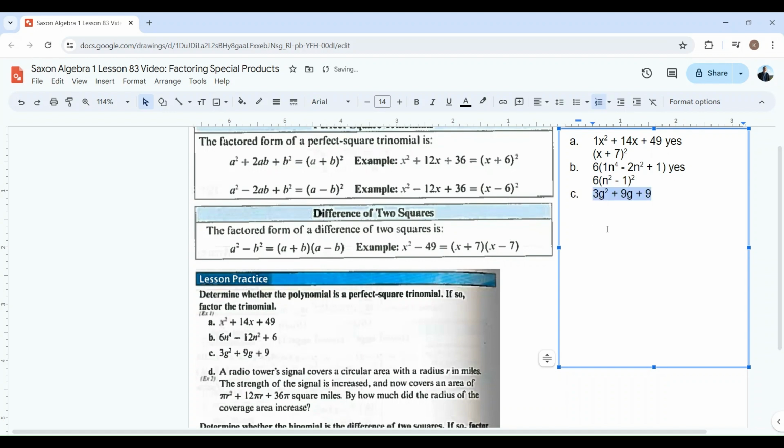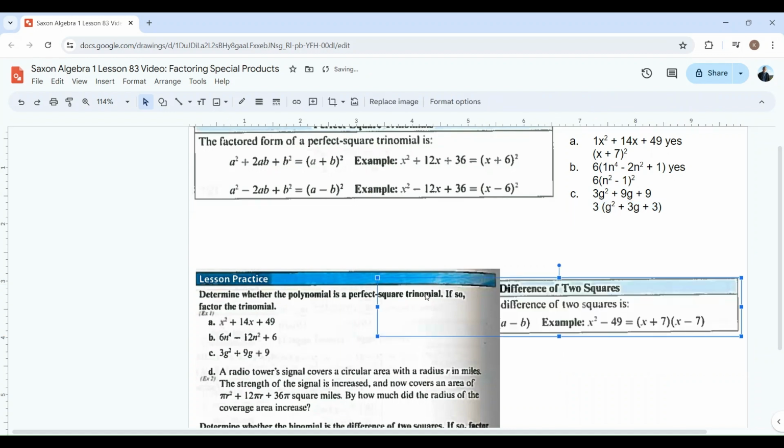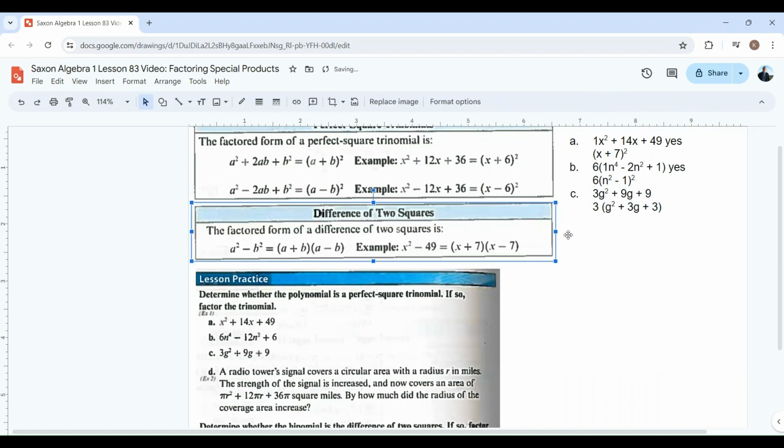Letter C. Does this fit the special product patterns? 3g squared plus 9g plus 9. Well, first thing I'm going to do is factor out a 3. Maybe if I factor out a 3, this will become something that fits one of the special product molds. Let's see if it does. All right, so here I have 3 times g squared plus 3g plus 3.